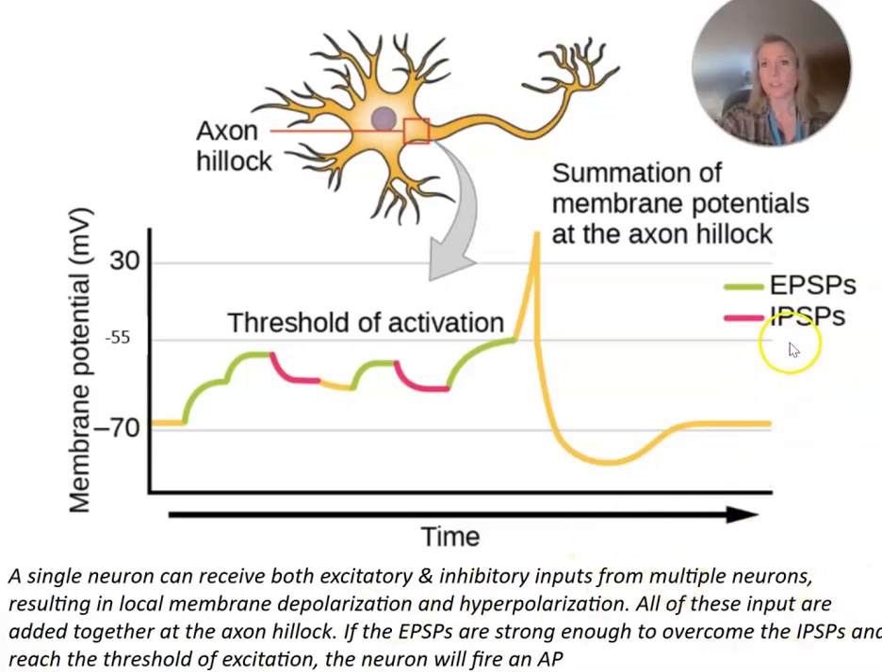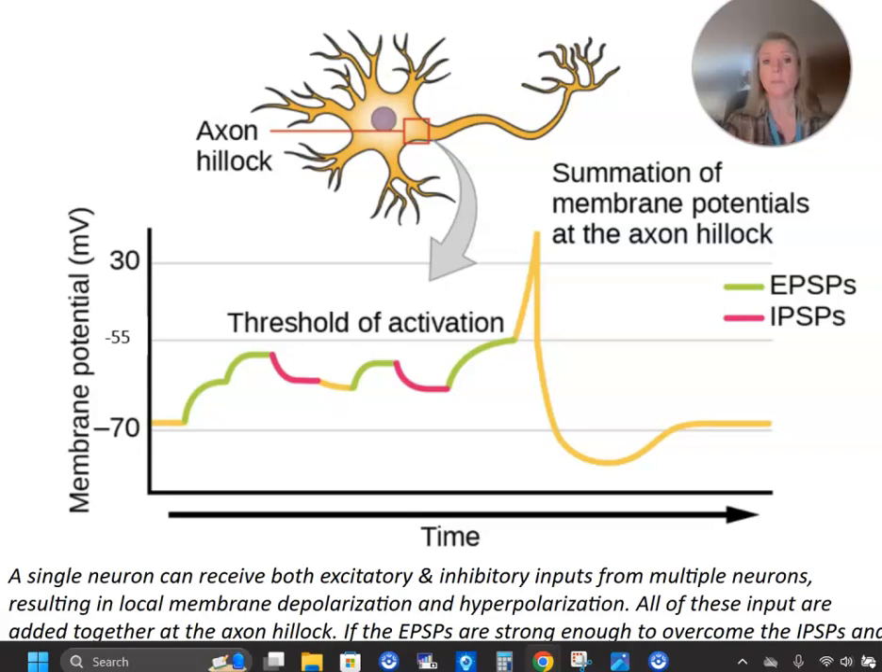And so here, this is just a little example of what can be happening. So at negative 70, we have our resting membrane potential, and now we get an EPSP, which is shown in green. And then we get another one, and together they're raising our membrane potential to become a little bit more positive, but has it reached threshold yet?